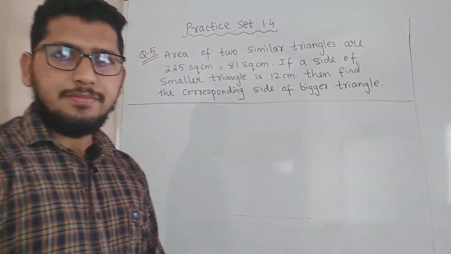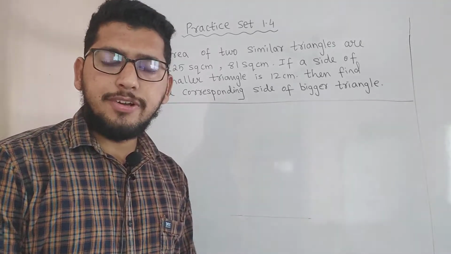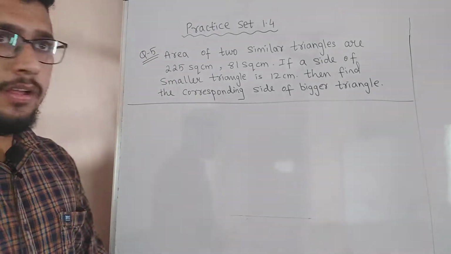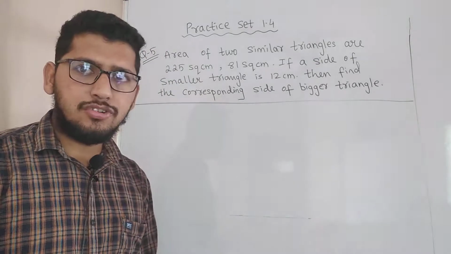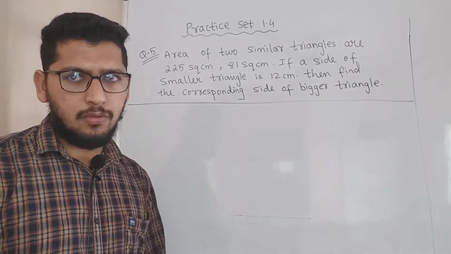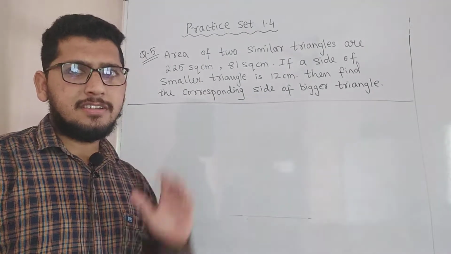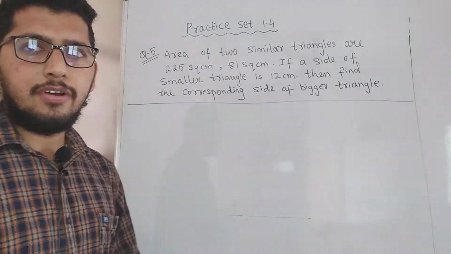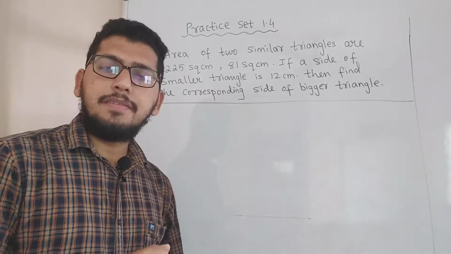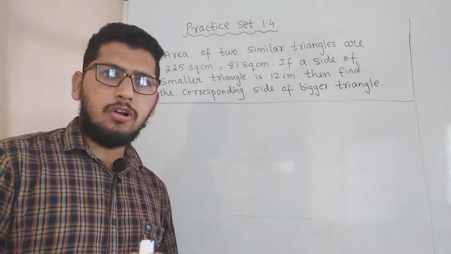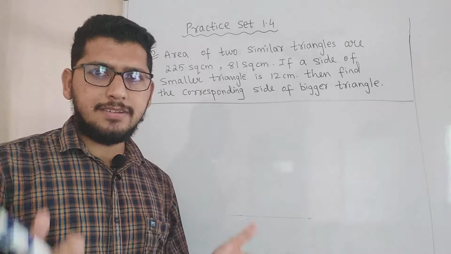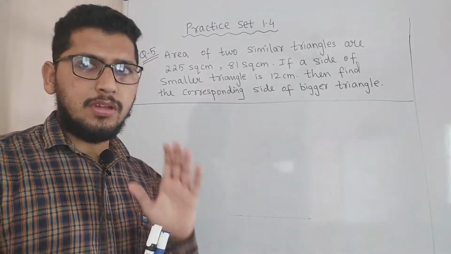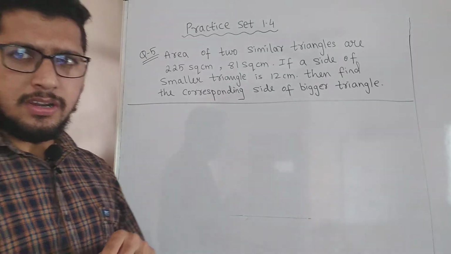Good morning, students. Today we are going to start practice set 1.4, question number 5. In the last lecture we have already seen question number 1 to question number 4, and this practice set totally depends on the theorem of area of similar triangles. The theorem you know already: if any two triangles are similar, then their areas are proportional to the squares of their sides. So here the question is related to that only.